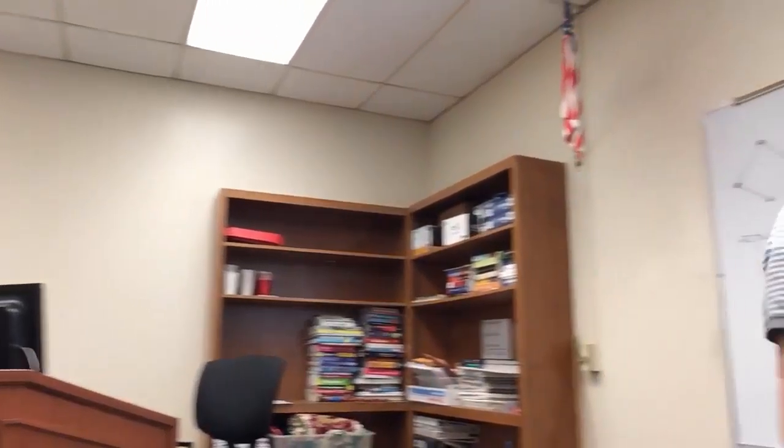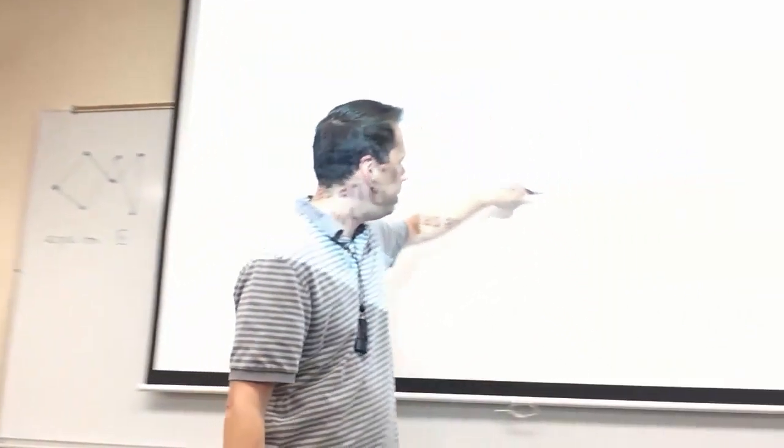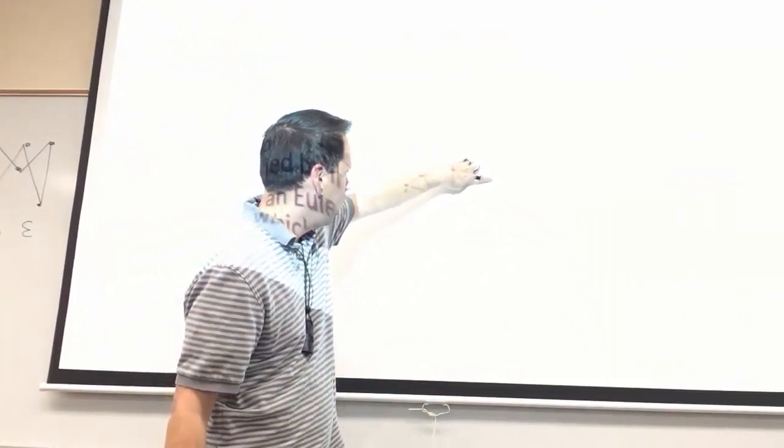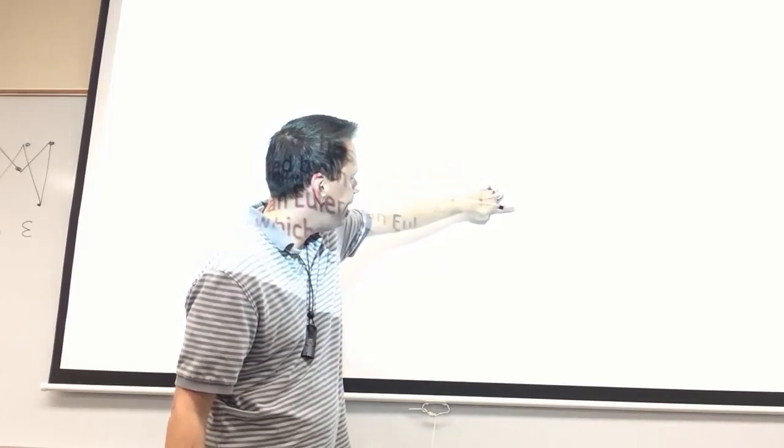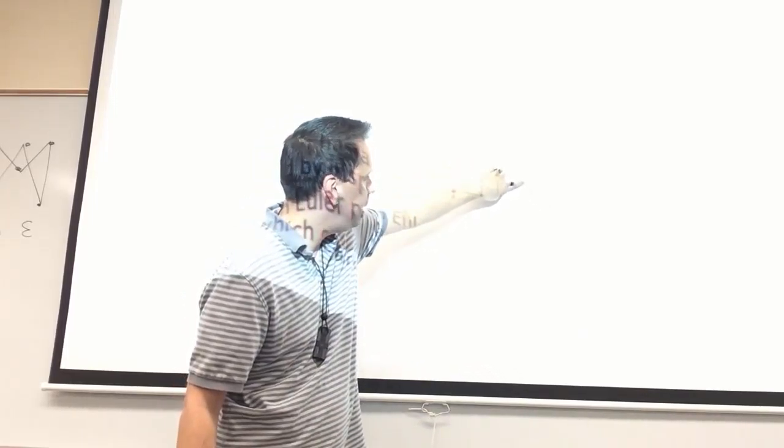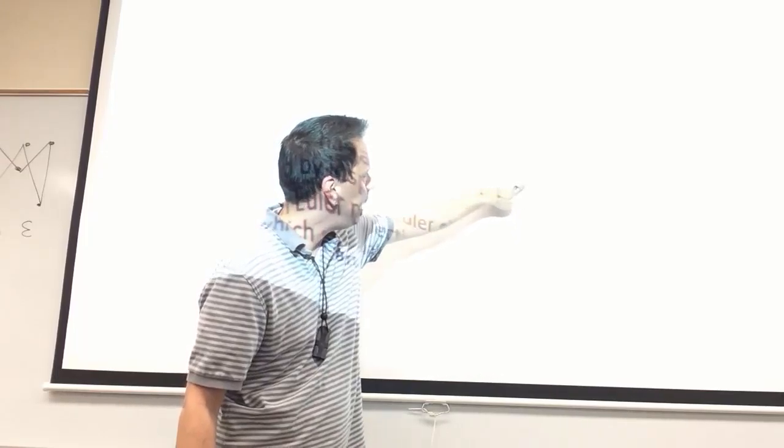G3 does have an Euler path. If you don't care about starting and ending at the same point, you can go A, C, D, E, B, D, A, B. All right, so you start at A, end at B. That's an Euler path. Okay. So it turns out that there is a nice, easy theorem for figuring out which graphs have Euler circuits and which graphs have Euler paths.